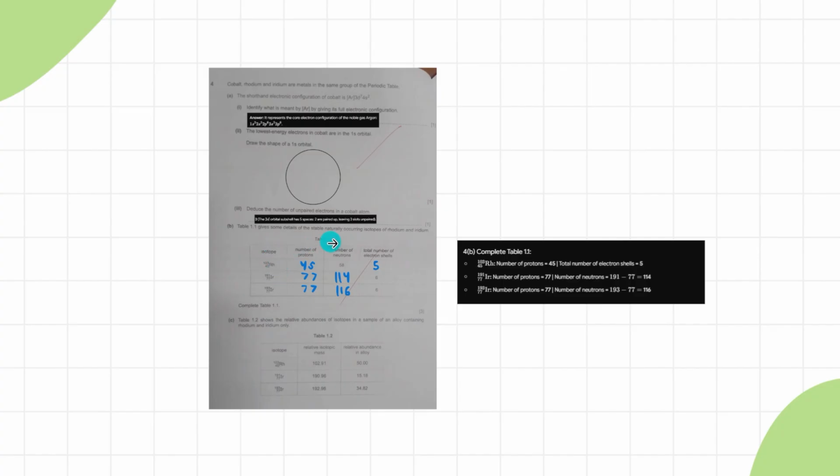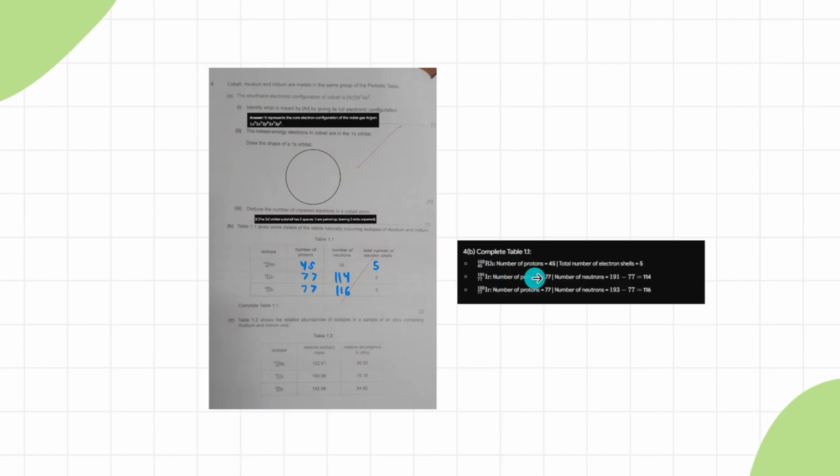Table 1.1 gives some details of the stable naturally occurring isotopes of rhodium and iridium. For rhodium, the number of protons is 45, the number of neutrons is 58, and the total number of electrons is 45. For iridium, the number of protons is 77, the number of neutrons is 114, and the total number of electrons is 77. For the other iridium isotope, the number of protons is 77, the number of neutrons is 116.